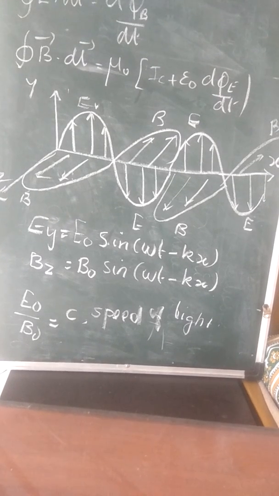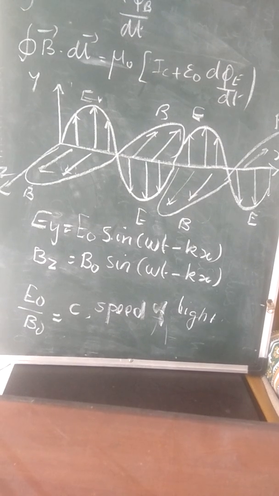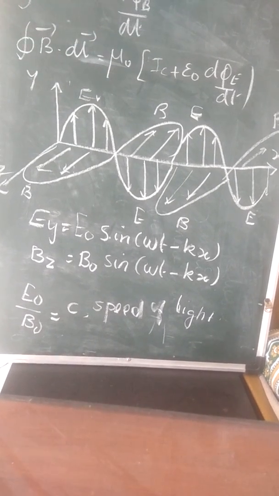And Maxwell showed that the ratio of these amplitudes E0 and B0 is equal to c, that is, the speed of light in vacuum.